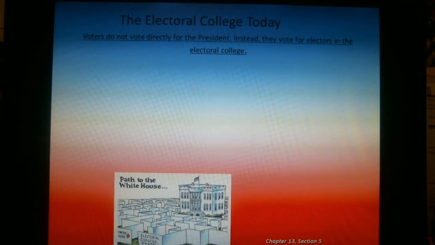And the voters do not actually vote for the President of the United States. I'm sure most of you already know that. We give our preference as to who we want as President of the United States. We do vote directly for every other office, but not for the President. The Founding Fathers wanted it that way because they did not want the common man, the common citizen, voting for the president. They wanted the very best and brightest people.